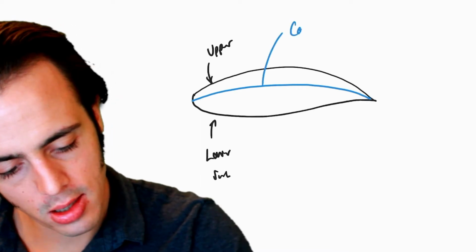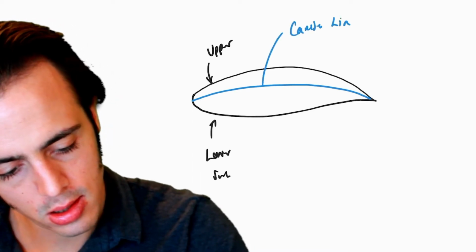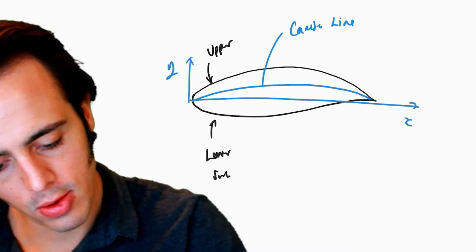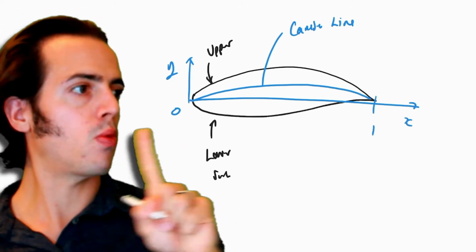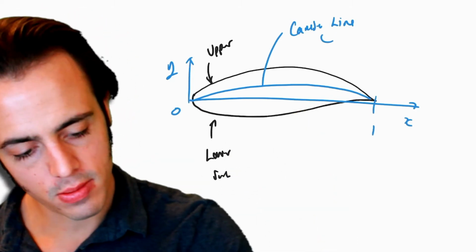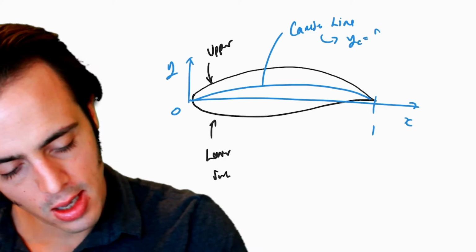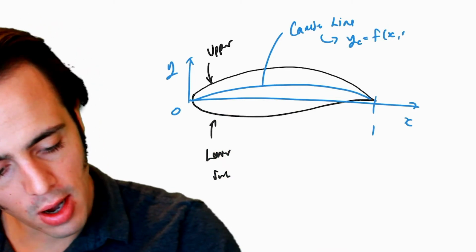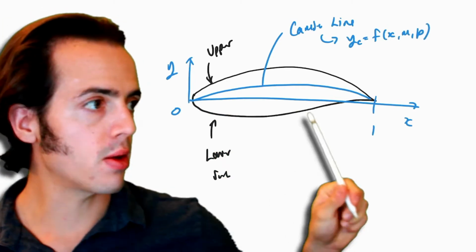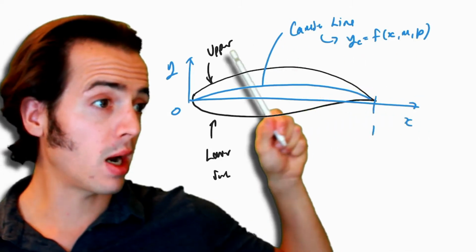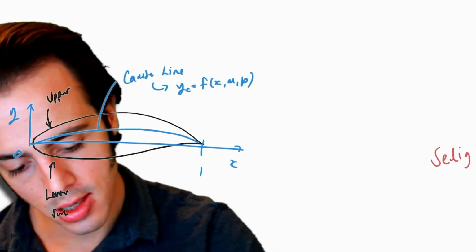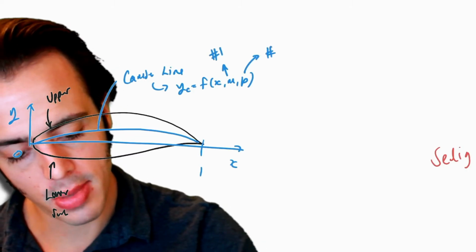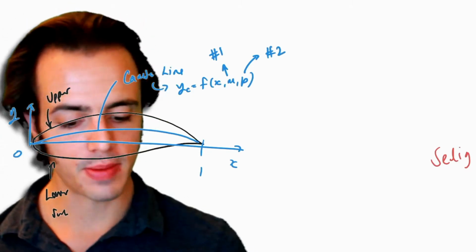So the camber line goes from 0 for our normalized aerofoil to 1. And we know it's a function, so yc is a function of the x location from 0 to 1, and then of those two other numbers, m and p. So it's the maximum camber and the location of the maximum camber. This was the first digit in our NACA number, and this was the second digit in our NACA number.